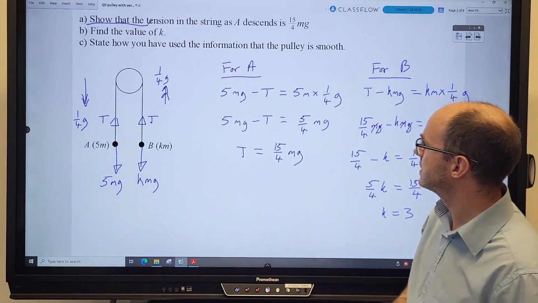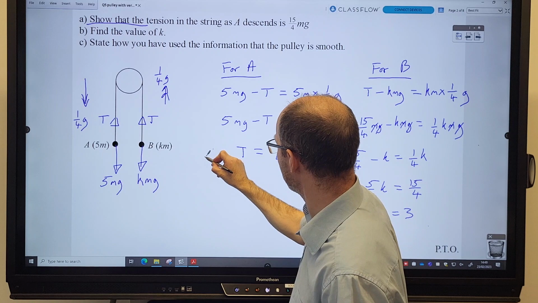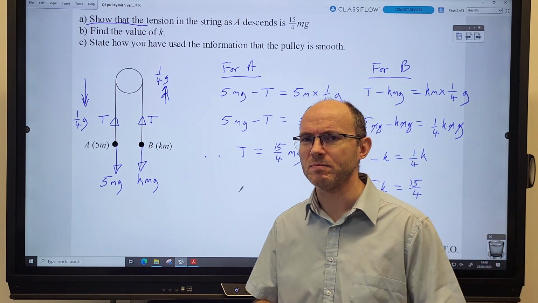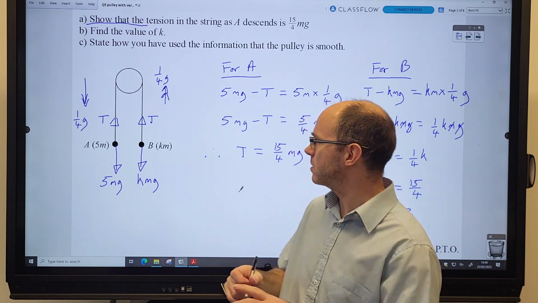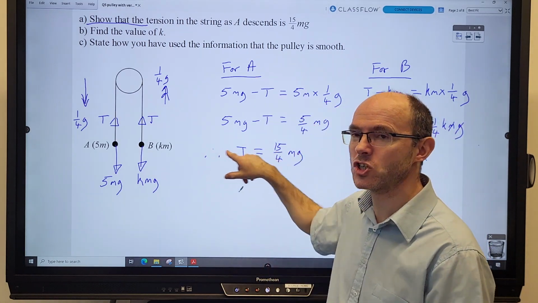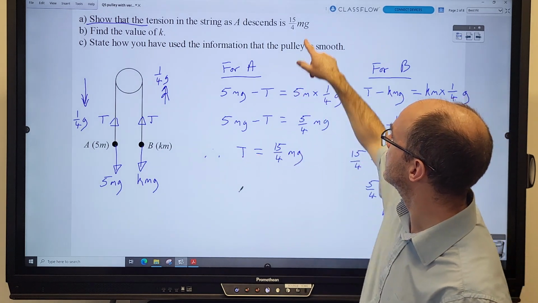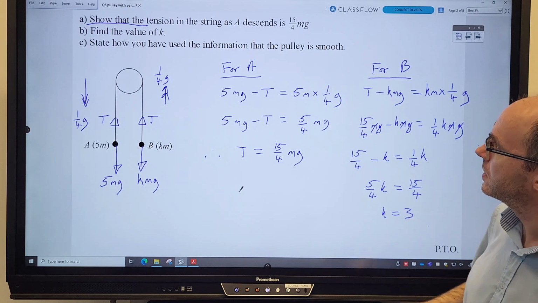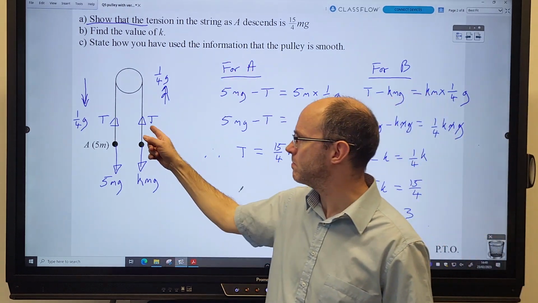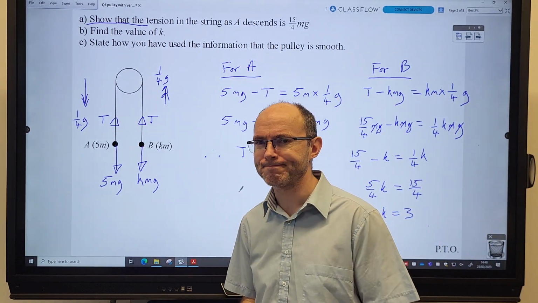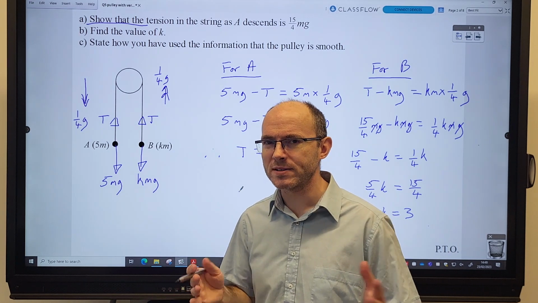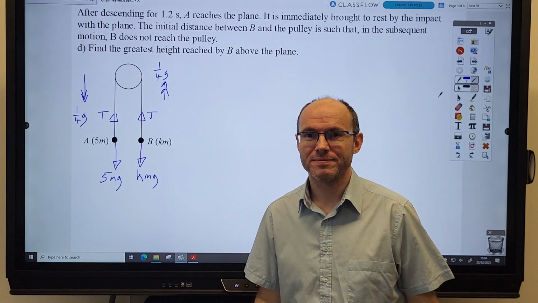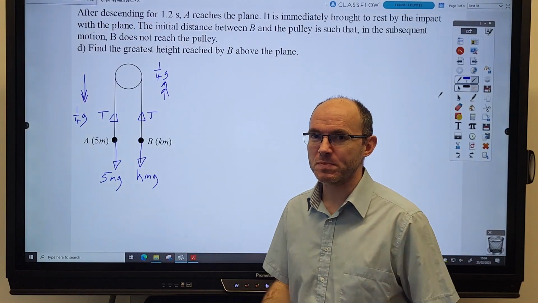Let's just check. This was a show that question, wasn't it? So I'm just going to put in a therefore at that point, because when it's a show that question, normally it's a good idea to highlight to the examiner that you've done it. So this working effectively shows that T is equal to 15 over 4 mg as required, and find the value of k, done that, 3. This one, just to reiterate, same values of T for a smooth pulley. Just give me a moment, I'm going to set it up for the next part of the question. Okay, I'm ready now for the last bit.